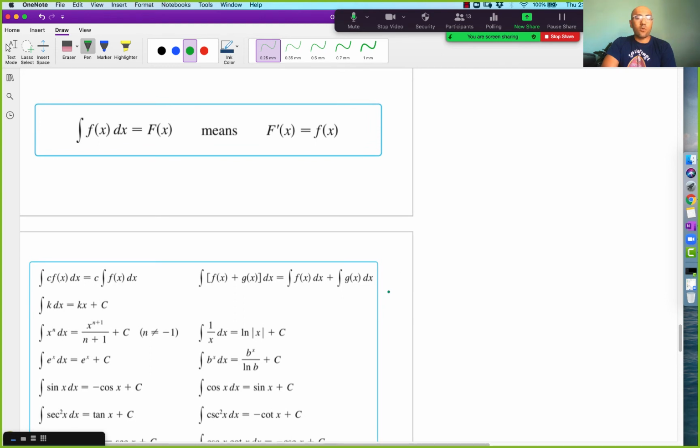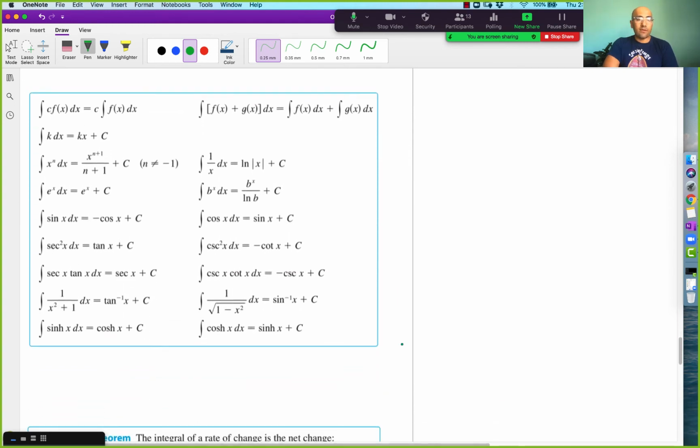Okay, some more properties of integrals. So the integral of f of x dx equals F of x, right? So notice that this is an indefinite integral. There's no limits of integration, right? It means that the derivative of the capital function F of x equals f of x. So it's the exact same things we've been saying.